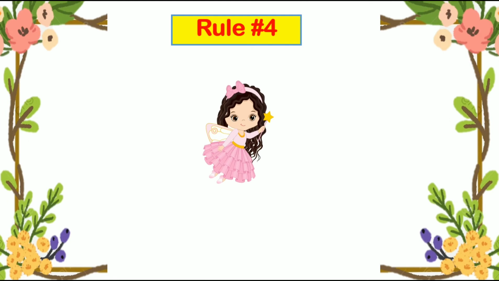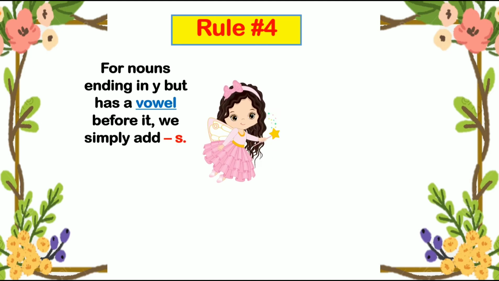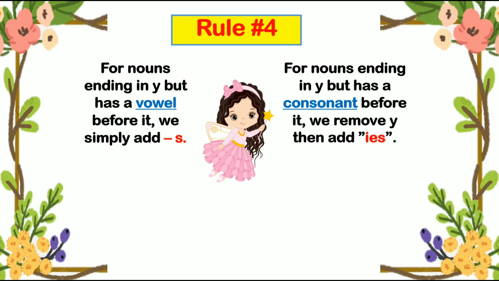Rule number 4. For this rule, we're going to talk about nouns ending with Y. So there are two ways of forming the plural form of singular nouns ending with Y. First, if the noun ending in Y has a vowel before Y, we simply add S. But if the noun ending in Y has a consonant before it, we have to remove Y before adding IES. Let's take a look at some examples.